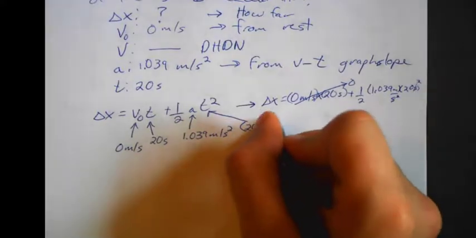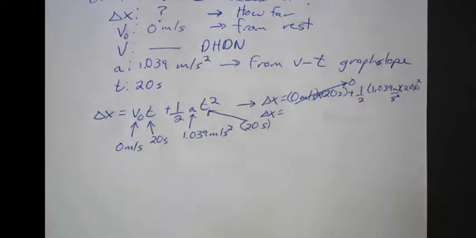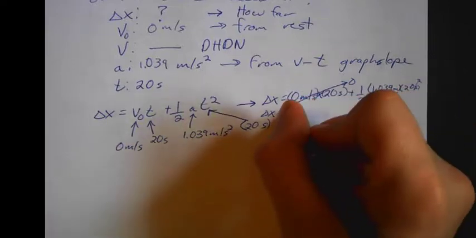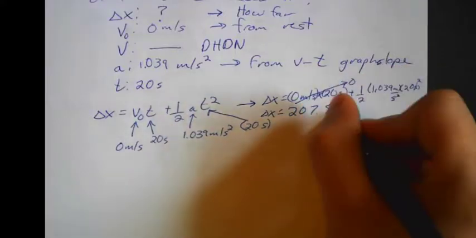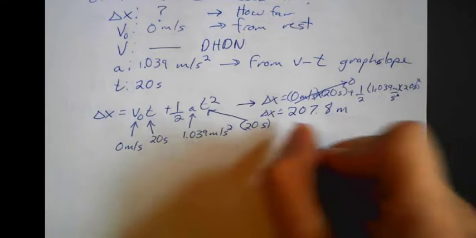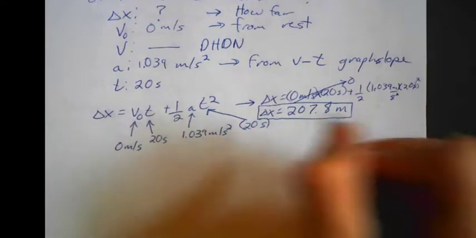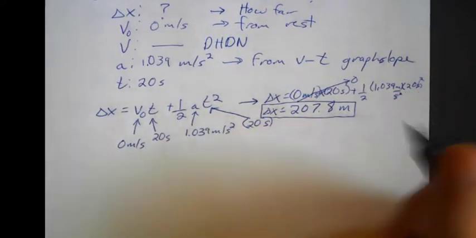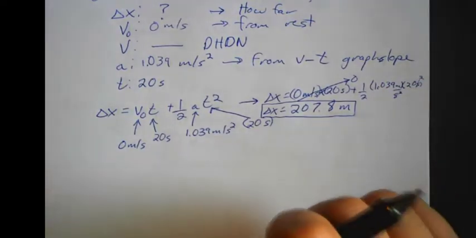So then we have delta x equals 1/2 times 1.039 times 20 squared, which gives us a displacement of 207.8 meters. A reasonable number of sig figs. So I'm going to leave it. That is how far we would predict her to go if she went with that same acceleration for 20 seconds.